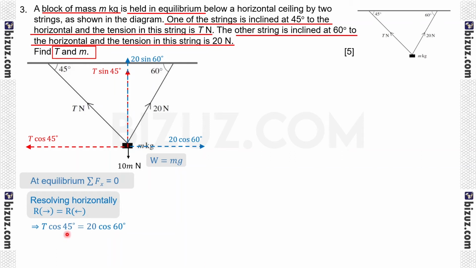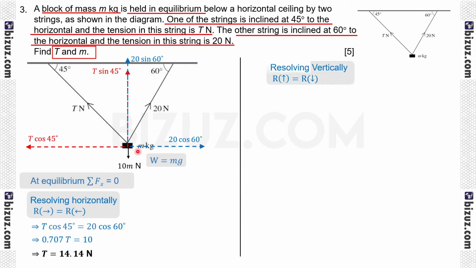Now cos 45 is equal to 0.707 and 20 cos 60 degrees is equal to 10. So we can write 0.707 T equals 10. So T equals 10 by 0.707, which is 14.14 newtons. Now we have found the value of T. Now we need to find the value of M, for which we can resolve the forces vertically.